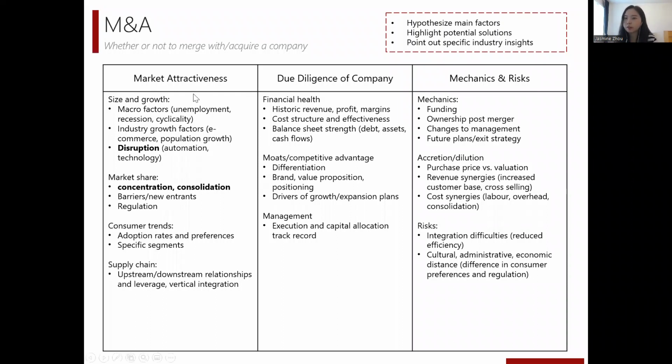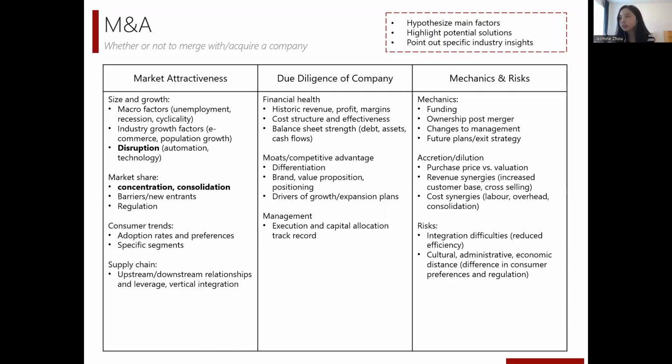So you still have market attractiveness. Same thing with that, nothing changes there. But then instead of your traditional revenue and cost bucket, you have due diligence of the company that you're trying to acquire, and then the mechanics and risks. Mechanics and risks is similar to the other strategic considerations and risks buckets. So for due diligence of company, you want to look at three things: financial health of the company, moats or competitive advantages, and then management.